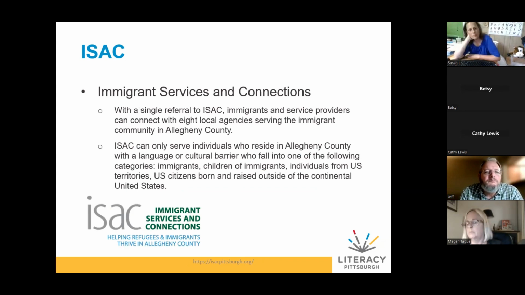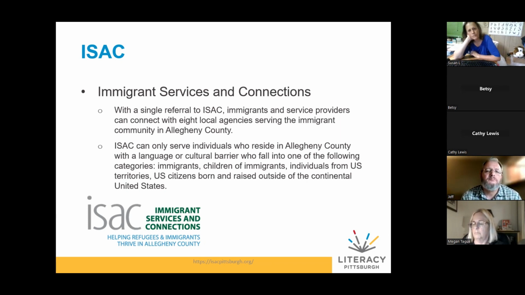So ISAAC is the Immigrant Services and Connections. With a referral to ISAAC, immigrants and service providers connect with 8 local agencies. One of them is Literacy Pittsburgh, to serve immigrants in Allegheny County. So only Allegheny County residents with a language barrier or cultural barrier who fall into the category of immigrant, child of an immigrant, individuals from U.S. territories, or U.S. citizens born and raised outside of the continental United States can be served.